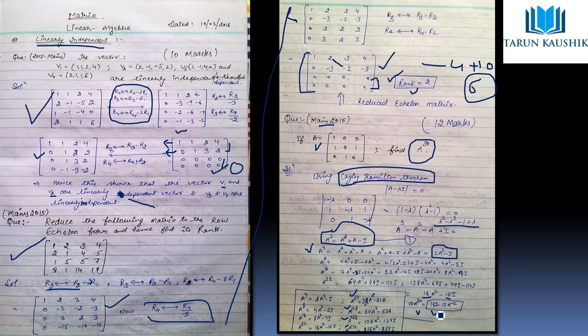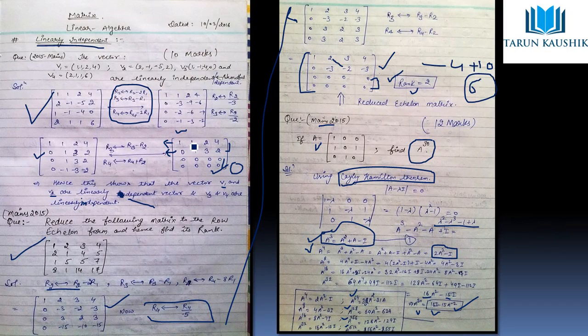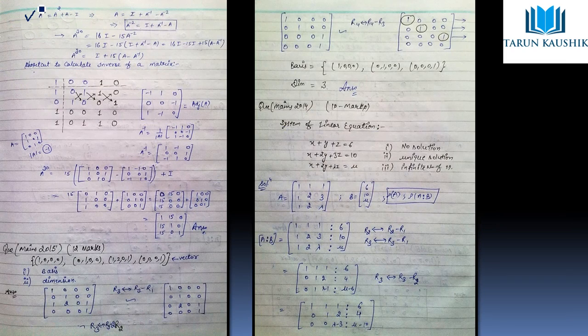So I get 16A minus 15A raised to power minus 2. So how to calculate the power of A raised to power minus 2? By this equation number 1. So by using equation number 1, this is the equation number 1, I solve out the A raised to power minus 2 like this, and A^30 will become this form.